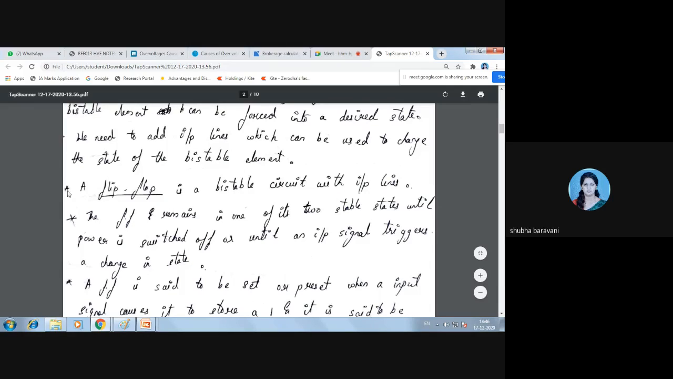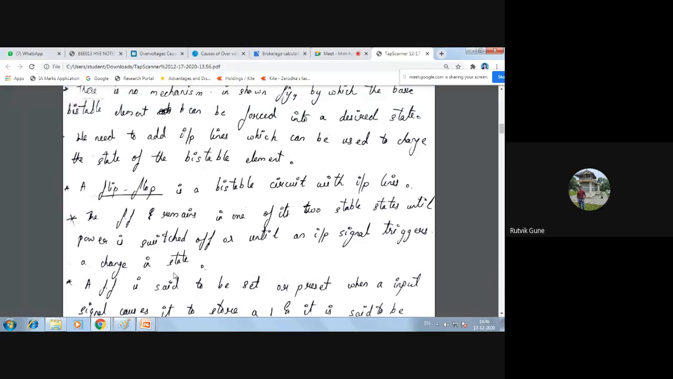Now we'll see all about flip-flops. A flip-flop is a bistable circuit with input lines. The flip-flop remains in one of its two stable states, Q is equal to 1 or 0, until power is switched off or until an input signal triggers a change in the state. Up till here, is it understood?